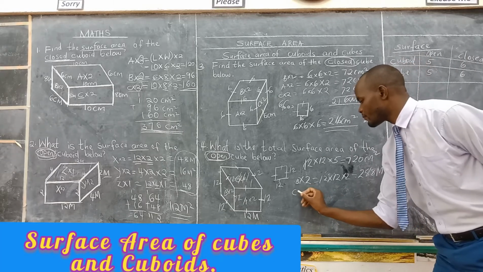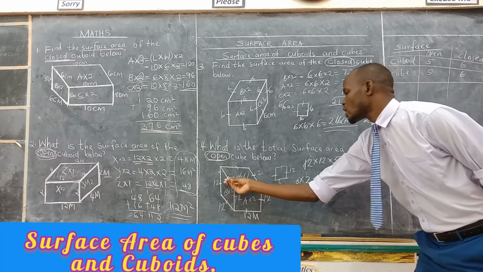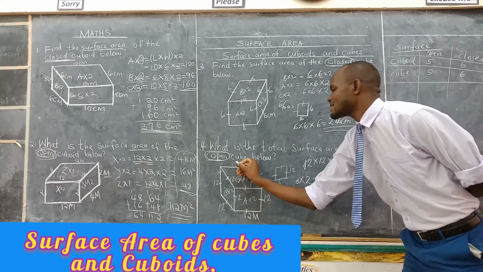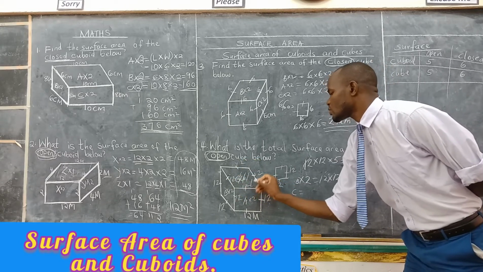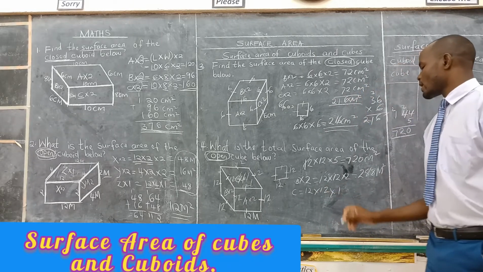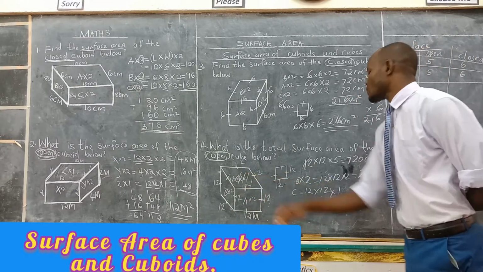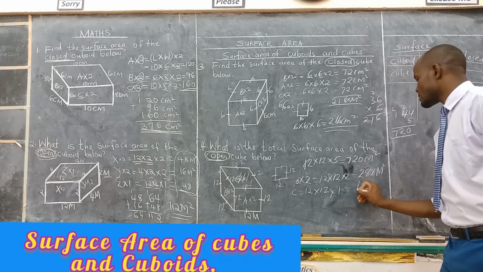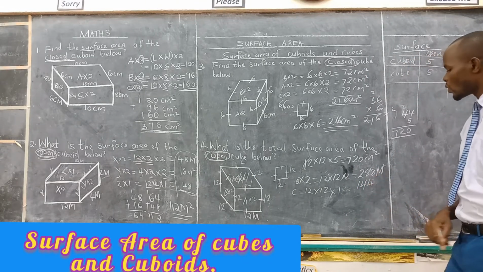We go to C. This is the C. 12 times 12. All the sides are 12. So 12 times 12. Then you multiply by 1. Since it is open, the top one is not there. So the answer we are getting is 144.